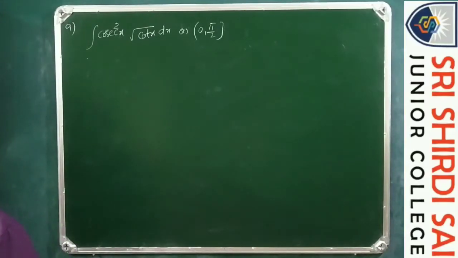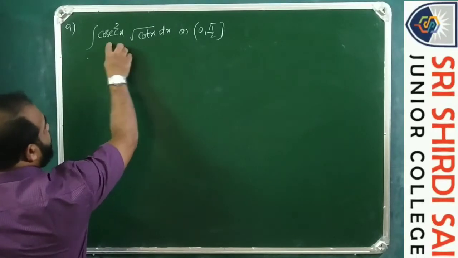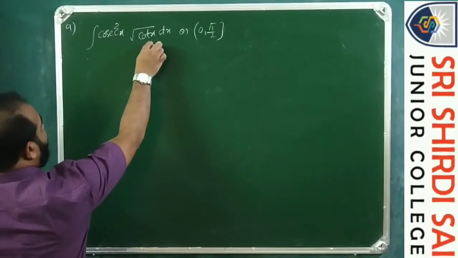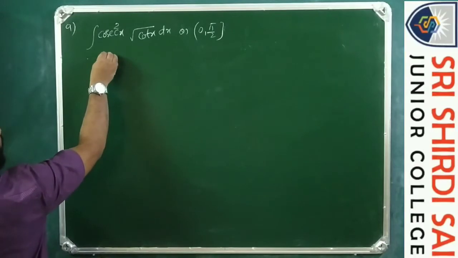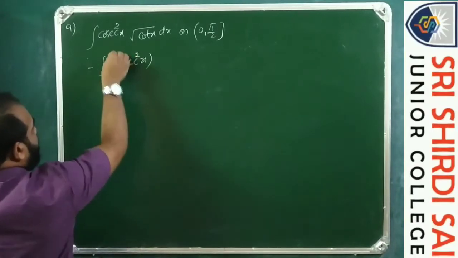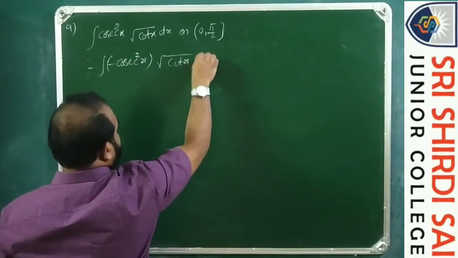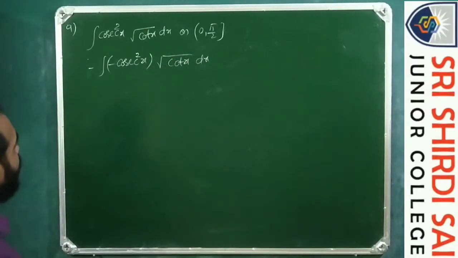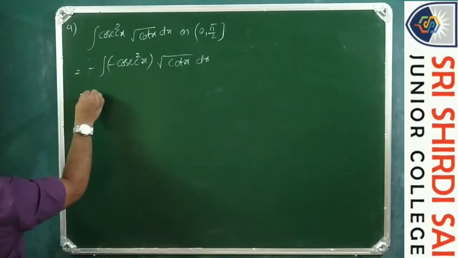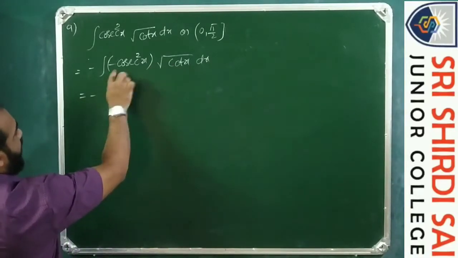Integral cosecant square x into root cot x dx. So the derivative d by dx of cot x is minus cosecant square x. Cot x derivative is minus cosecant square, for which what we are doing is minus of minus cosecant square x into root cot x dx. So now cot x derivative has become minus cosecant square x.